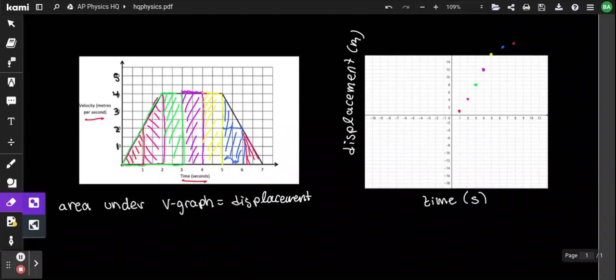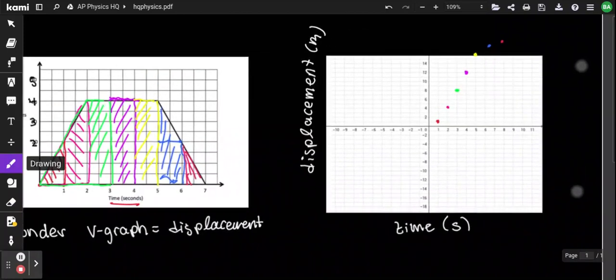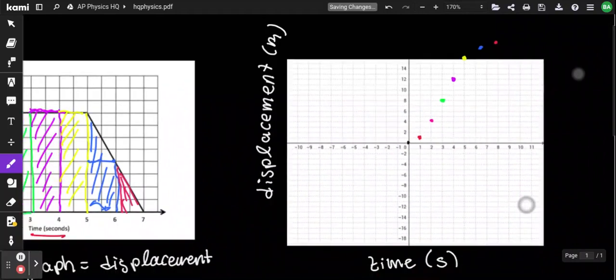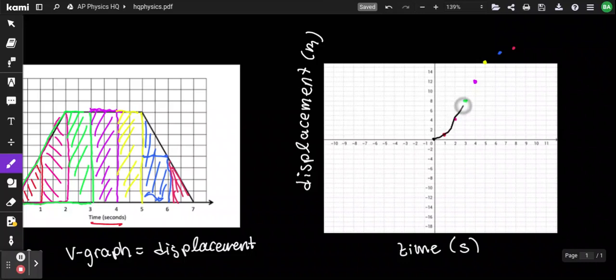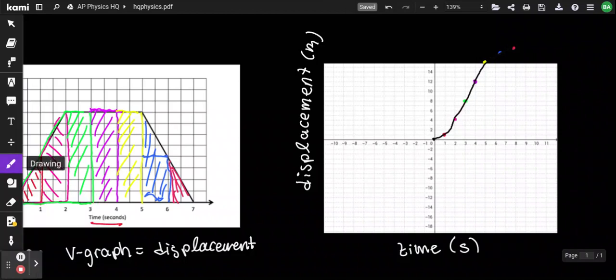Okay, I went ahead and did the rest of the times, and these are the data points on our displacement graph. So let's draw a line through it and see what shape this is going to give us. From 0 to about 2, it looks a bit curved, and then it gets pretty linear, and then it starts curving back down again. And let me use white there because I ran out of space on my graph.